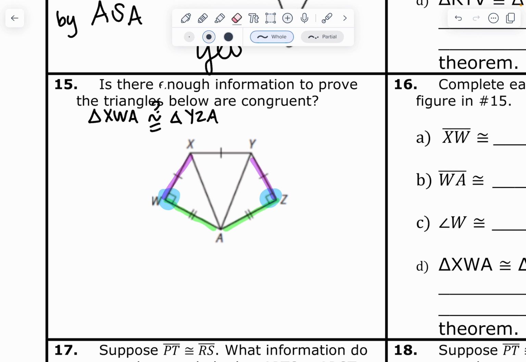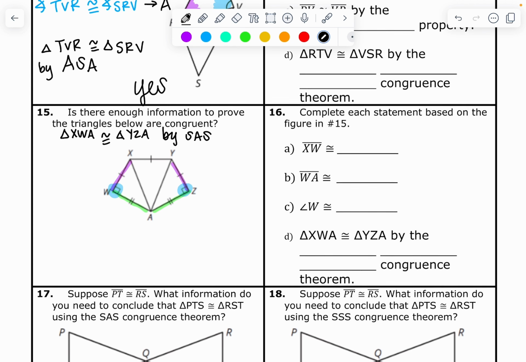Okay, so yes, I don't need the question mark. Those are congruent by side, angle, side. Go ahead and try number 16.